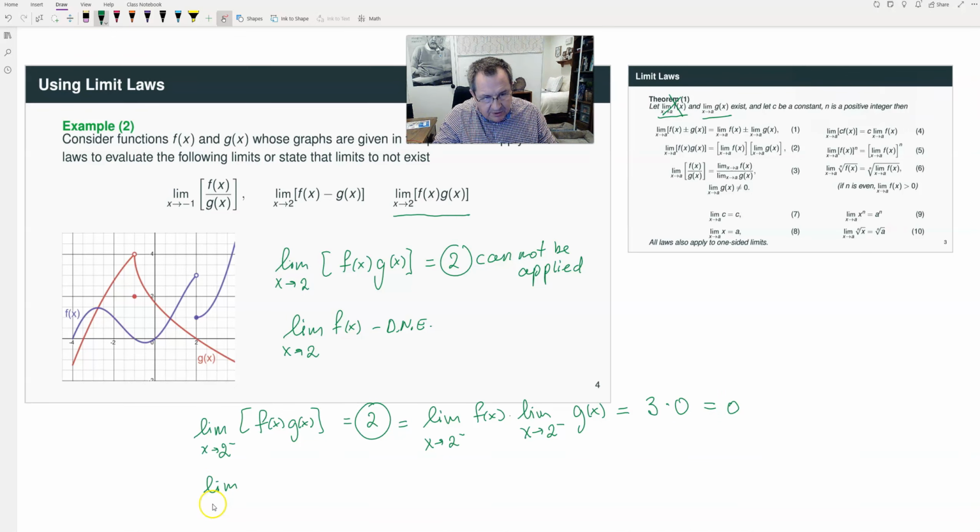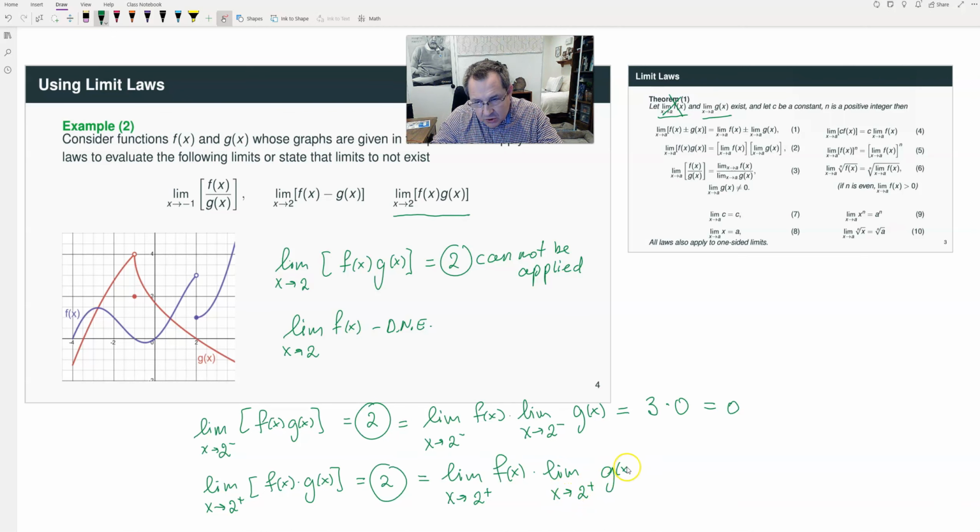In absolutely the same way, we will now consider the limit as x is approaching 2 from the right. Again, I have function f of x times g of x. Both one-sided limits exist, so we can use 2. In fact, what we get is the limit as x approaching 2 from the right of f of x times the limit as x approaching 2 from the right of the function g of x. The first limit, when we approach x from the right, is equal to 1. The second limit is 0. 1 times 0 is 0.